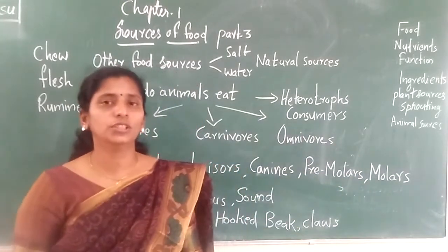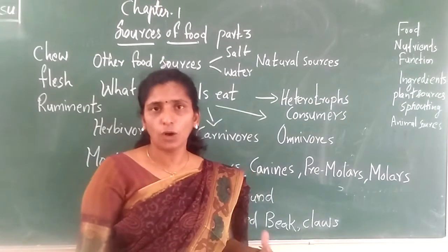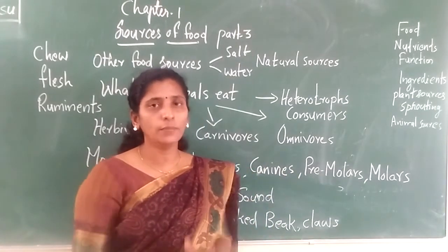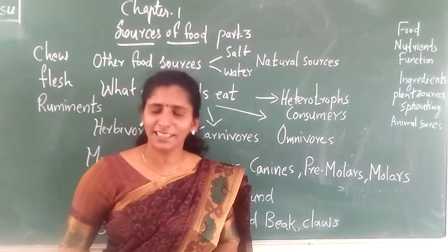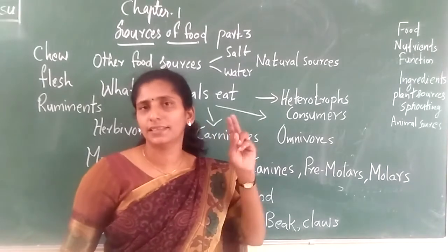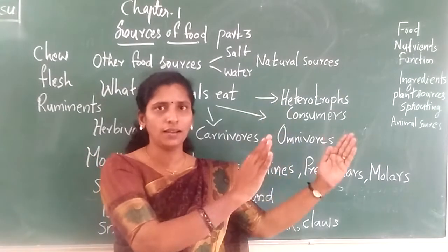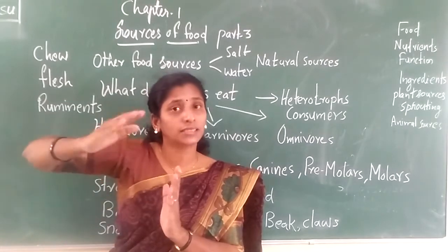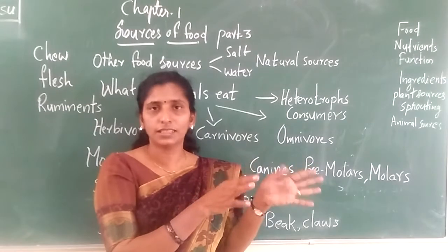So today we are going to discuss how animals are taking food. Now we have discussed how plants are preparing food. Next is how animals take food. Are you an animal? Yes, definitely we all are animals. The living world is divided into only two major categories, plants and animals. Animals can move from one place to another, and plants cannot. That's the main difference.